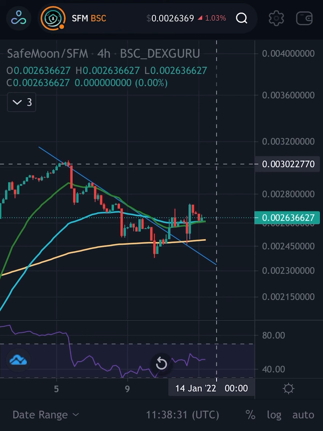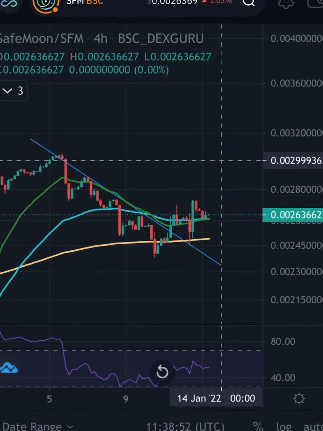If we manage to break above the 0.0300 area, we'll be in price discovery mode. Perhaps go and test the 500, 600 area, which was our recent previous high before we left the version 1 contract. All right, so there's another thing that I've noticed on the Safemoon chart.